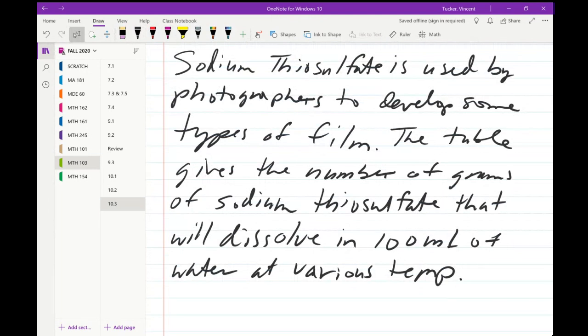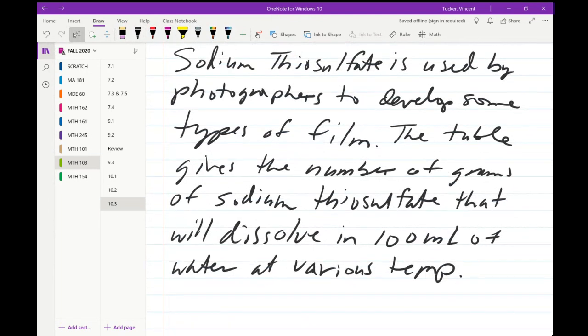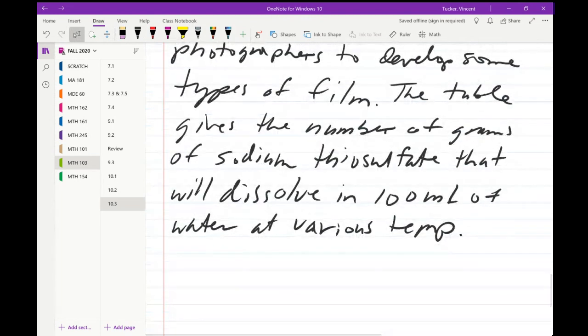All right, sodium thiosulfate is used by photographers to develop some types of film. The table gives the number of grams of sodium thiosulfate that will dissolve in 100 milliliters of water at various temperatures.